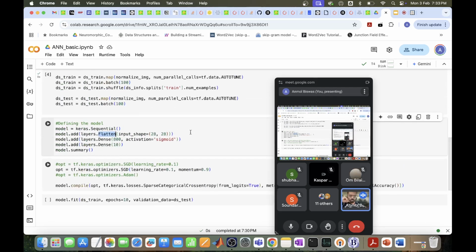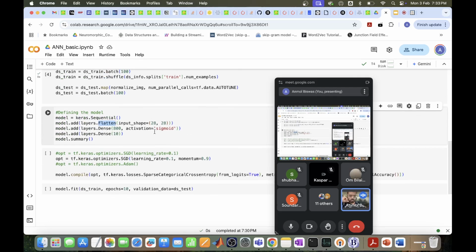And this data of the MNIST is 28 by 28, which means that after flattening, the size of this layer, the size after flattening, is 784, right? So this is the size of your input layer essentially.